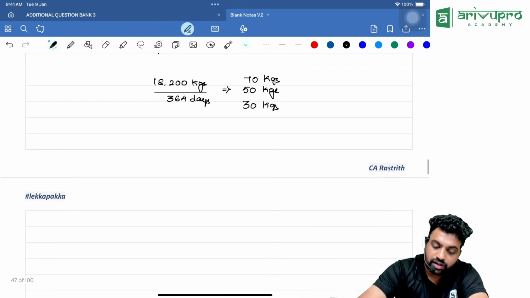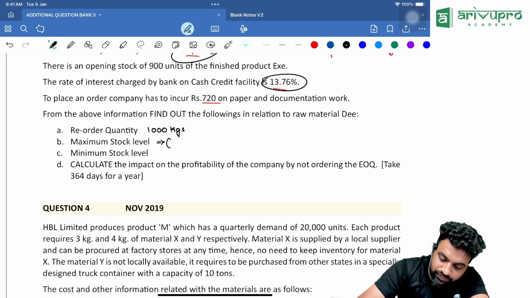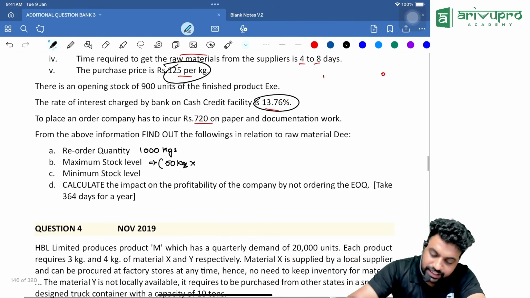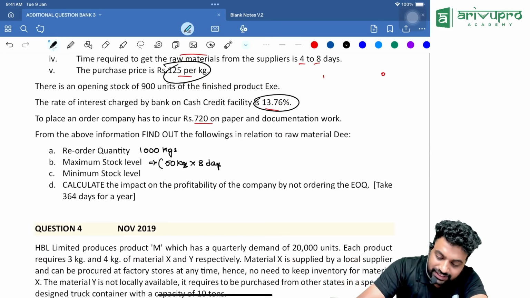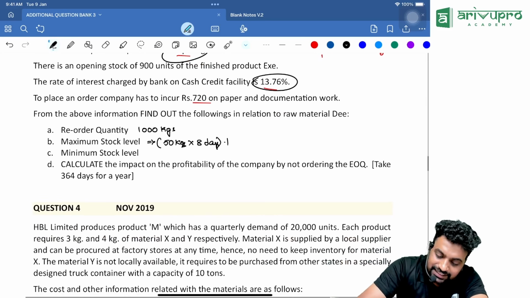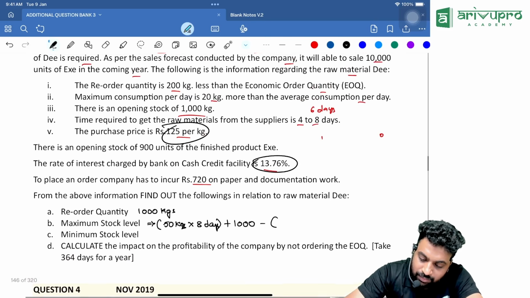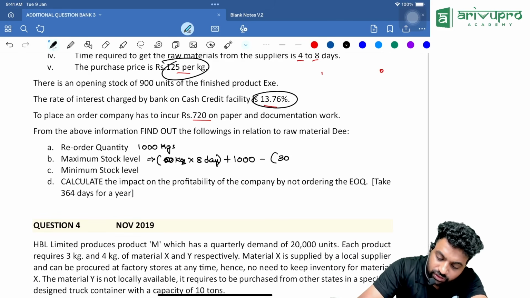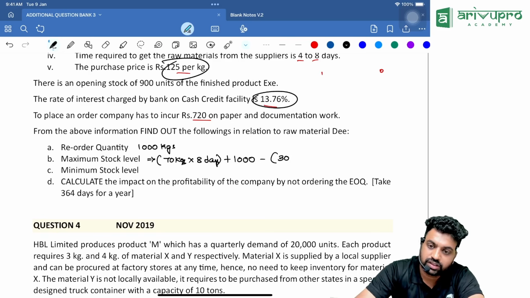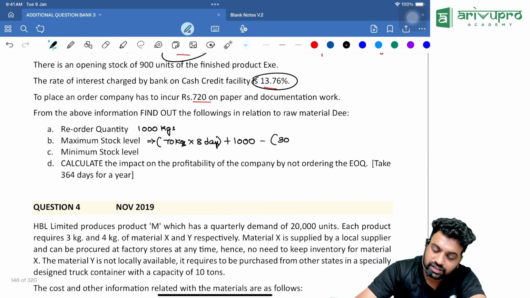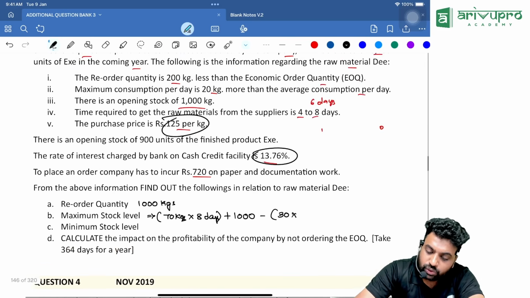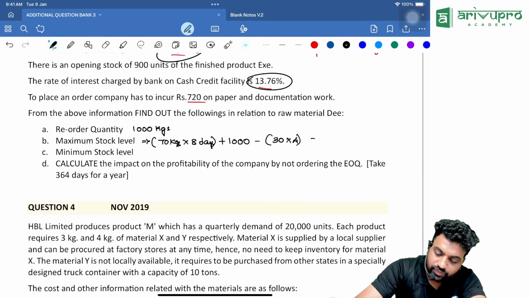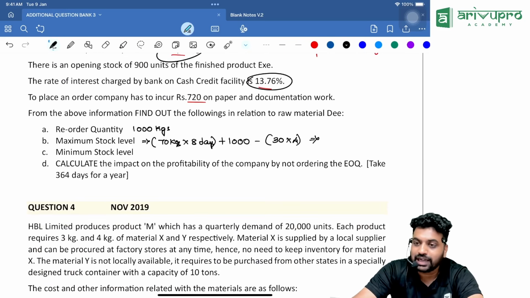Now, we know the maximum consumption, 70 kgs. We know the maximum lead time, 8 days. Yes or no? That itself is reorder level. Plus reorder quantity 1,000 minus minimum into minimum. Minimum is 30 kgs, no? Oh, maximum is 70, no? Yes. Then why did we write 50? You guys are writing some random numbers. Minimum is 30 into minimum reorder period is 4. Now may I know how much is our maximum stock level?